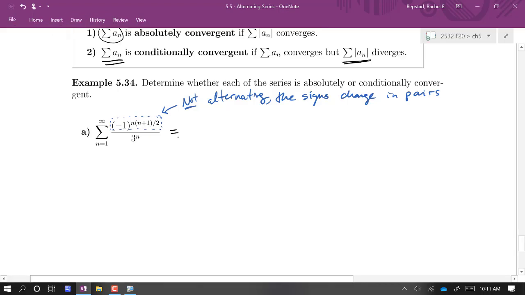We could find the first few terms. If n is 1, we get -1/3. If n is 2, we get -1/9. If n is 3, we get +1 over 27. If n is 4, we get +1 over 81, and so on. So let's look at the series we get by just taking everything positive, so the series of absolute values.